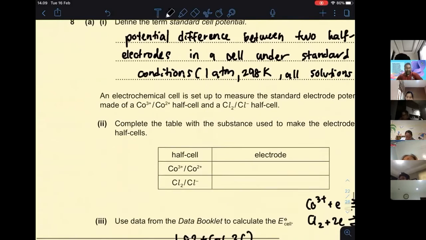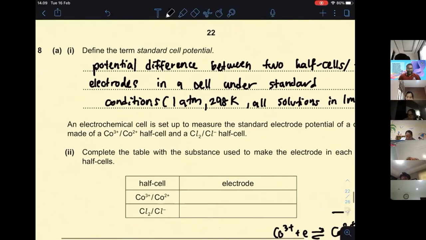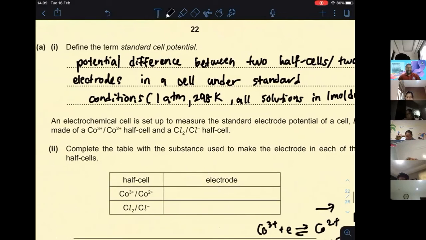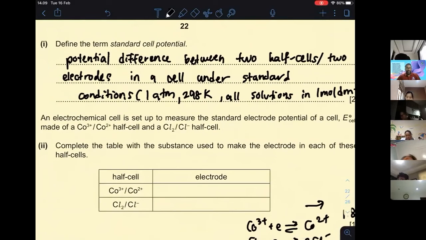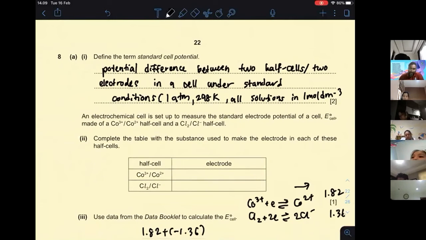Now next question, number 8, the last question. Define the term standard cell potential. Standard cell potential is the potential difference between two half cells, or two electrodes in a cell, under standard conditions. If you just say standard condition, it is not enough. You need to mention that it is at 1 atmospheric pressure, 298 Kelvin, and all the solutions are at 1 mole per dm cube. So you need to mention all this. If not, you will get only 1 mark.